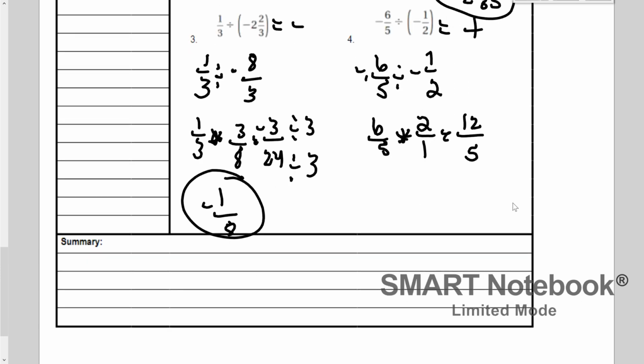5 can go into 12 2 times. That would give 10. So if we took away 10 from that 12, that would give us 2/5 left over. So a positive 2 and 2/5 is our answer.